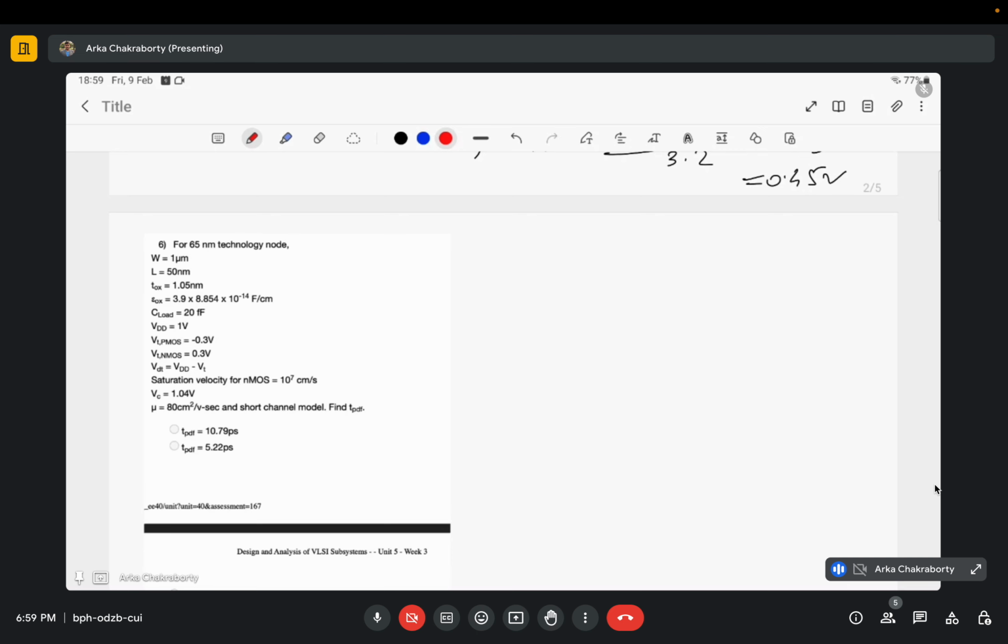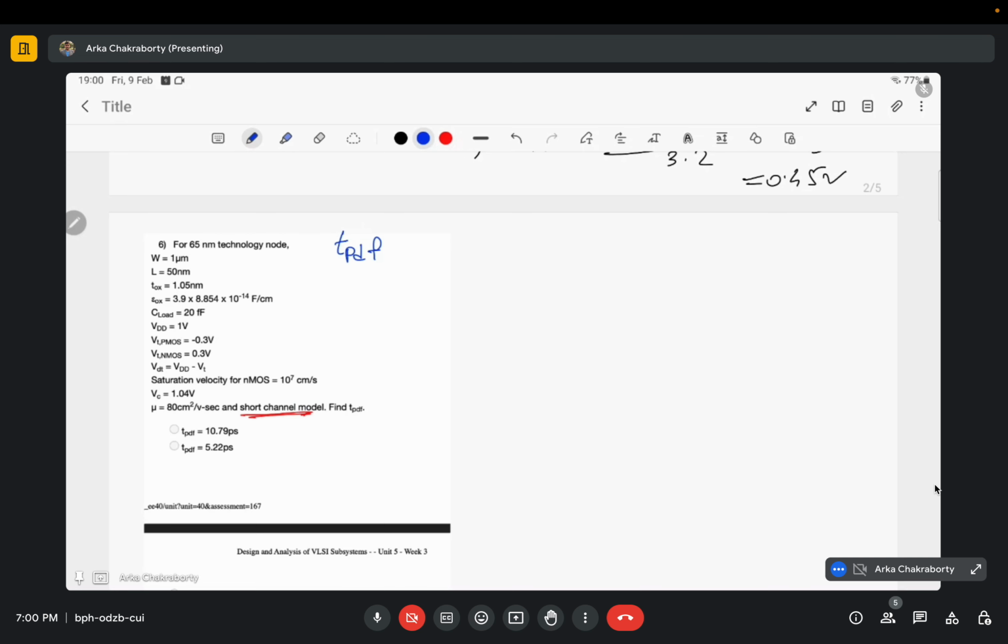Okay, so the next question is the same. They've asked us to find the falling propagation delay, but now they've asked us to find it for a short channel model. Again, I will be using the formulas that sir has derived. How to get this expression of propagation delay?